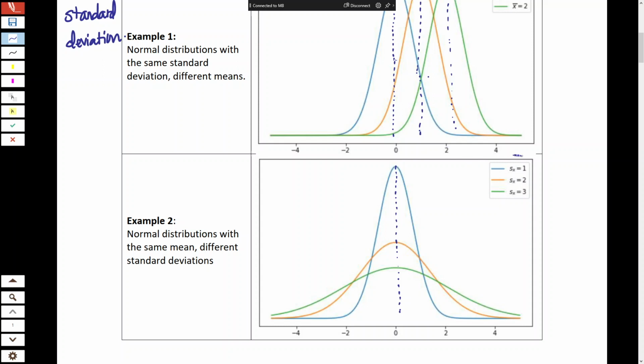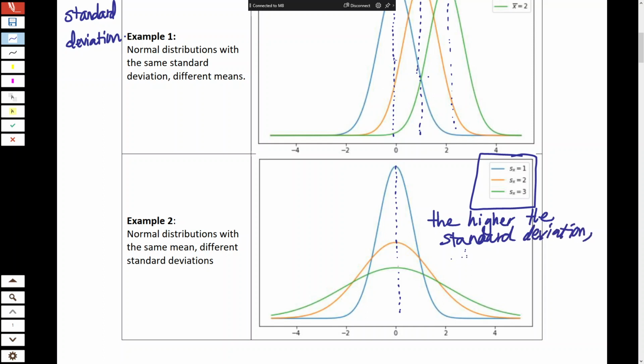Take a careful look at the box here. Can you read that? Okay, so which graph has the largest standard deviation? The green one. And what do you notice in comparison to the other two curves? It's the most spread out. Okay? So the higher your standard deviation, you can write this down if you want: the higher the standard deviation, the larger the spread.